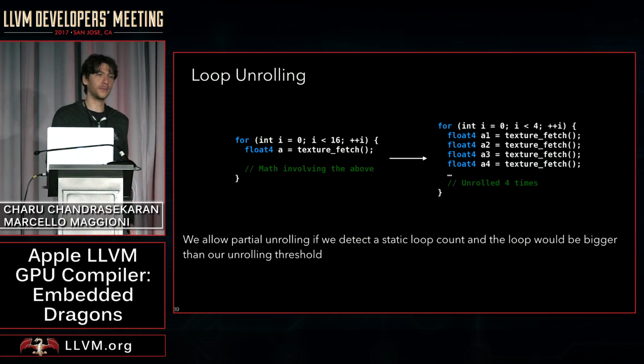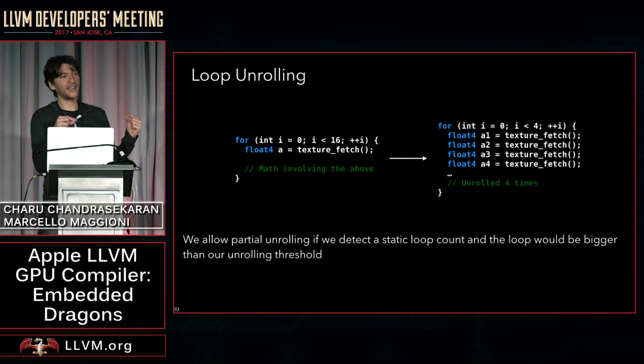And we also employ partial unrolling because some loops are relatively big, but they have few memory latency hiding opportunities, like in this case. So we unroll them partially in order to not blow the iCache, and still have enough latency hiding capabilities available.